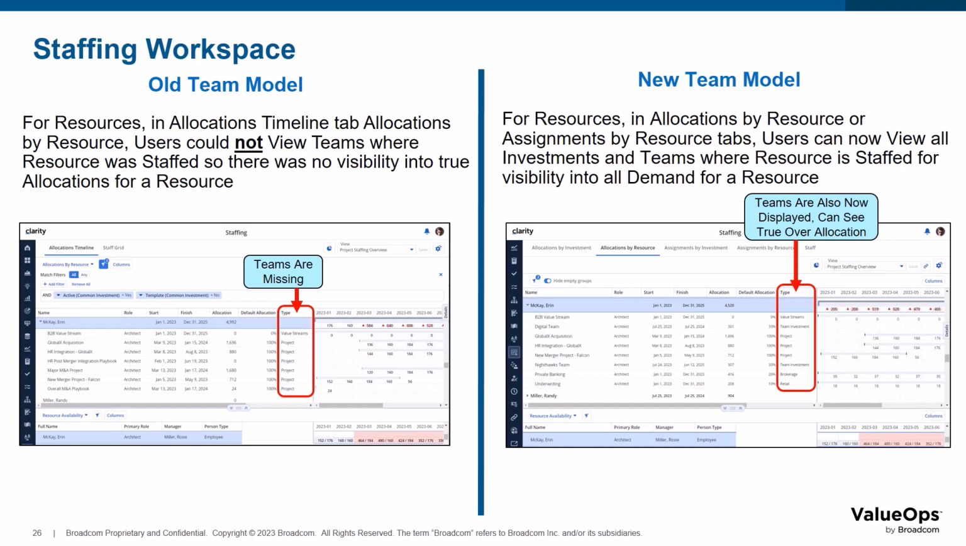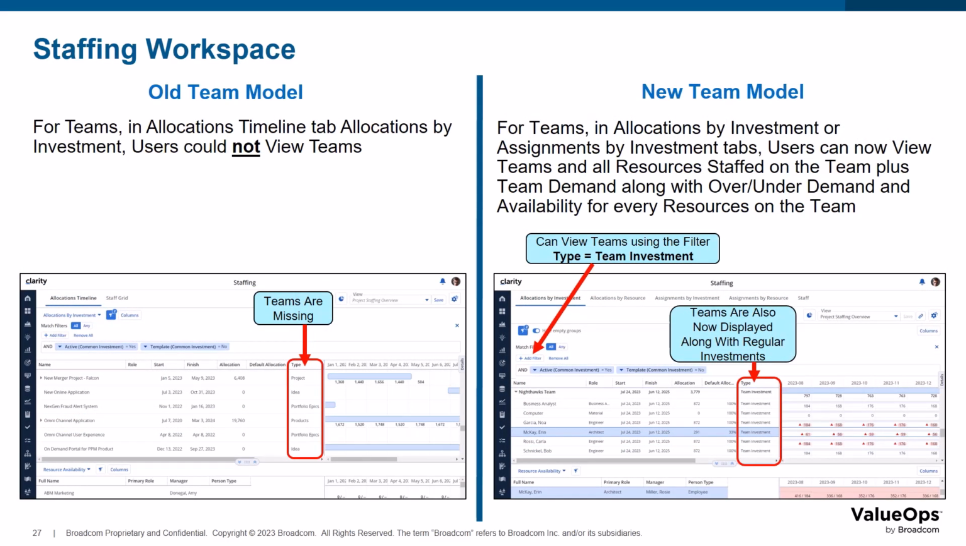In the new model, under the Allocations by Resource tab, you can see for Aaron McKay that we're showing all of the teams and regular investments she's staffed on. And you can see that there is some staff for the team investment as well as the brokerage and the retail team investments that she's also staffed on along with her regular investments. So now we have full visibility into what her true demand is.